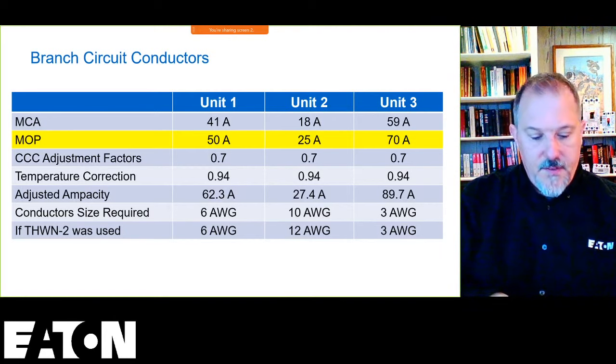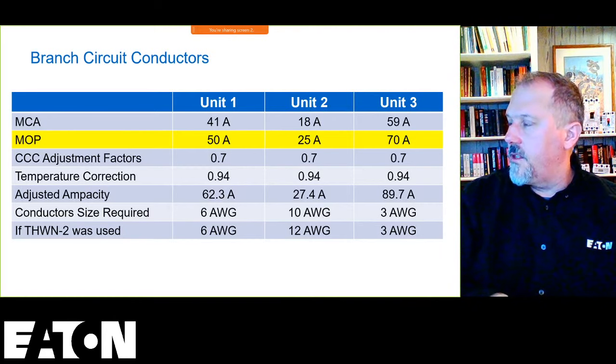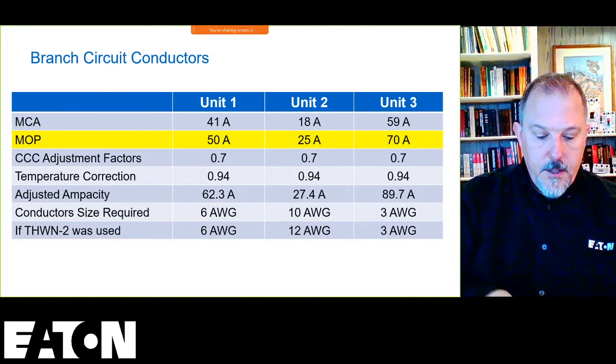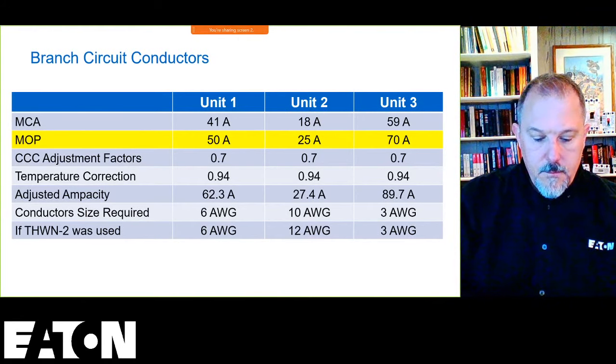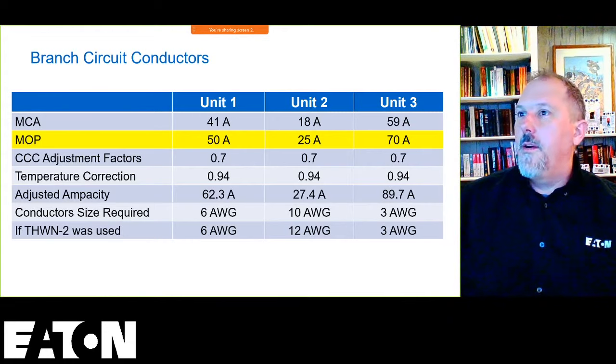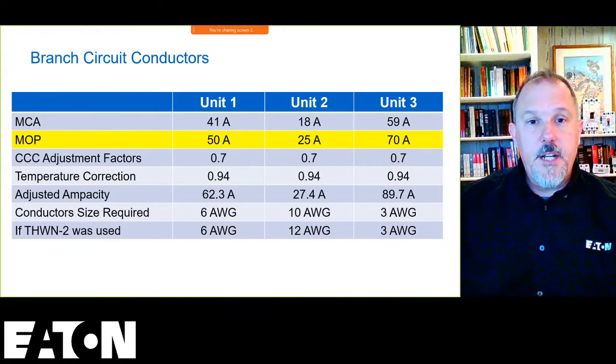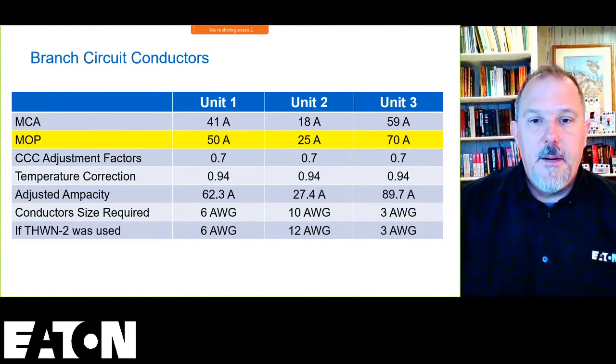See, a 25 amp breaker on a number 12, that would be 35, but I'm using a number 10, that's 35, a 70. Yep. So if you look at a 70 amp breaker on your number 3. Yep. So you are picking your short circuit protection based upon those.